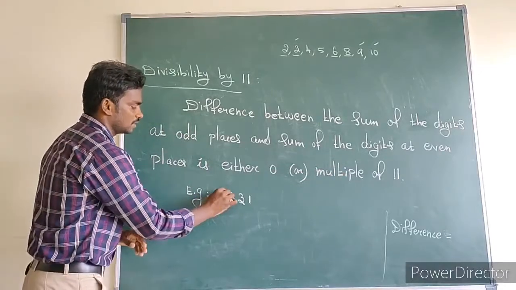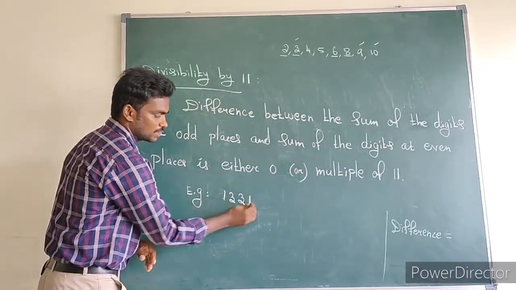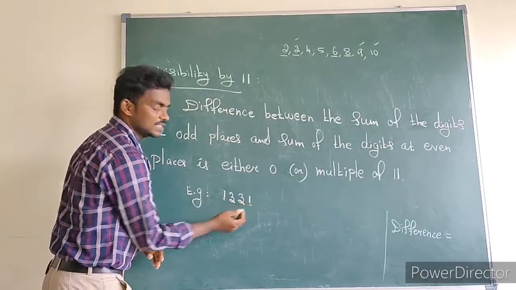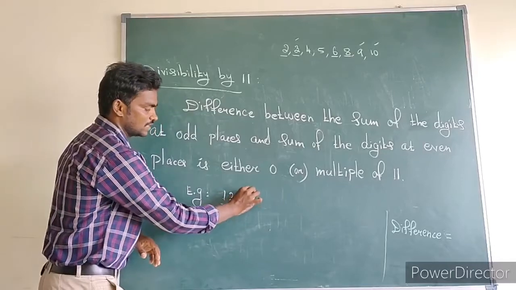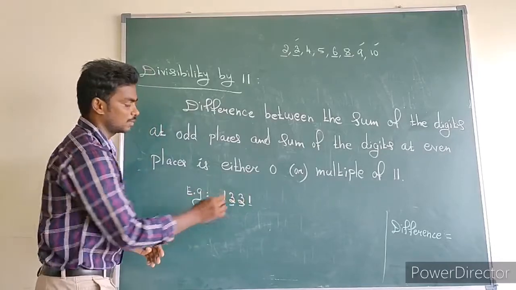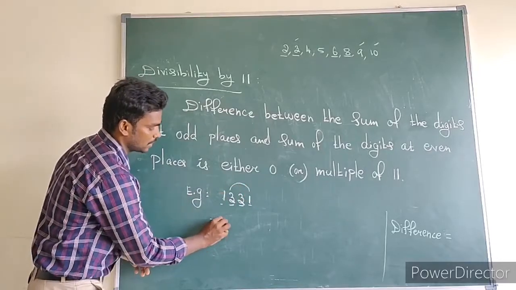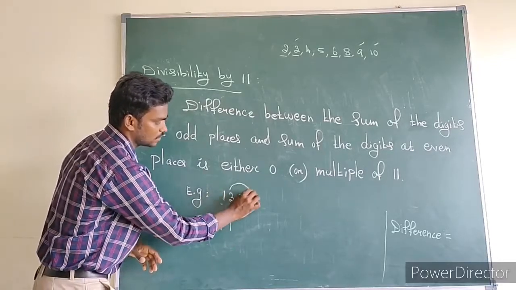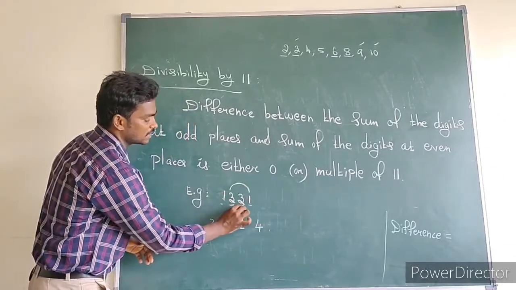So see this number, 1331. Odd places means the first one is the ones place, then the second digit, third digit, fourth digit. So the first digit is an odd place and the third digit is also an odd place. So what is the odd places value? 3 plus 1, which is equal to 4. What is the even places?